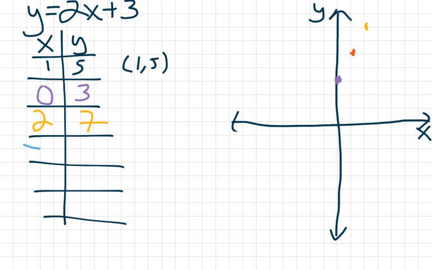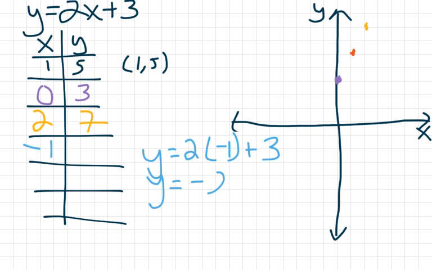-1, often a popular point. We don't typically gravitate towards negatives, but they are there, and sometimes it's important to pick them. 2 times -1 is -2, and -2 plus 3 is 1, so we have the point (-1, 1). So I will go left 1, up 1.